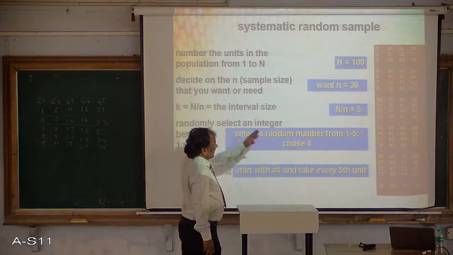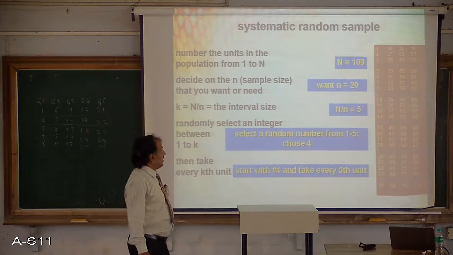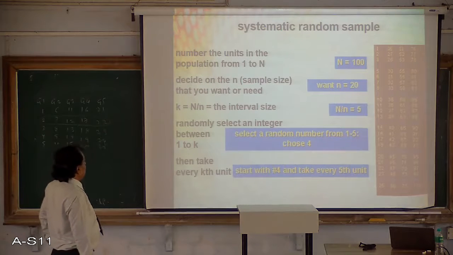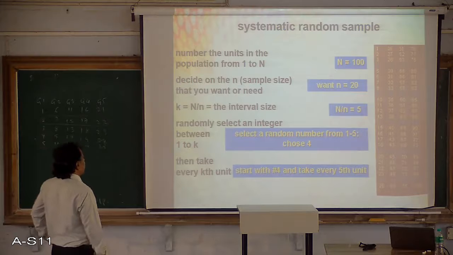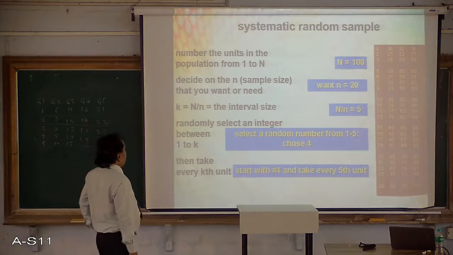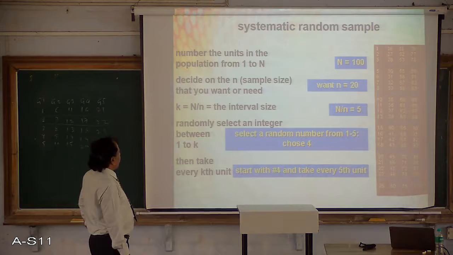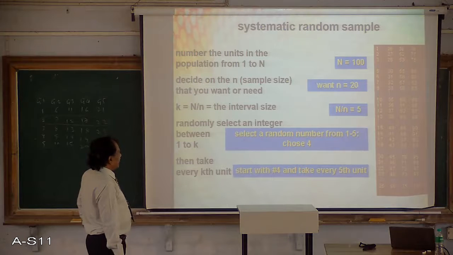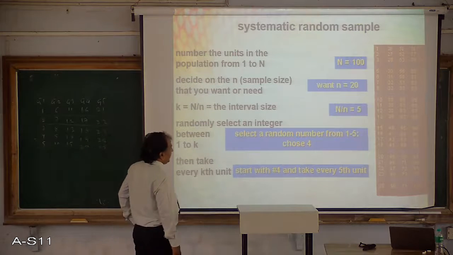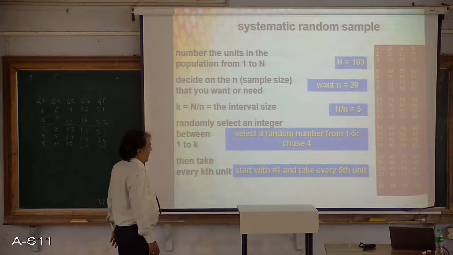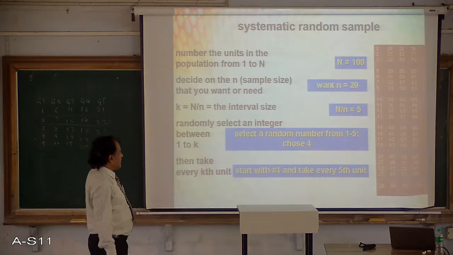So here is another example of a population of 100. Here the number of units is numbered from 1 to 100. Decide on the n, that is the sample size that you want or need. That is k is equal to capital N by small n, that is the interval size. So I have taken small n as 20, and capital N is 100. 100 divided by 20 gives me 5.